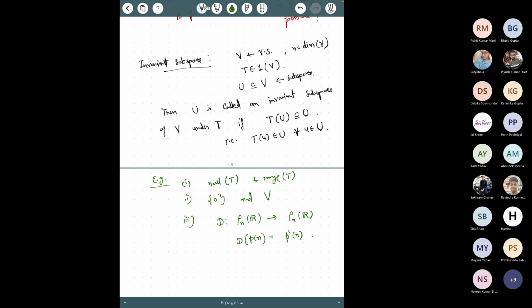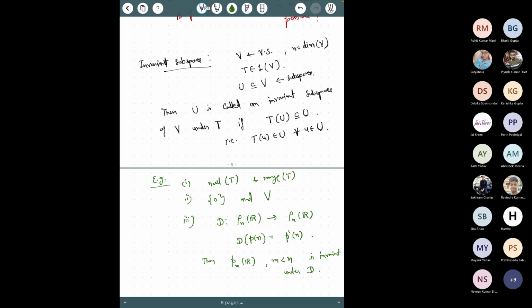All subspaces, Pn itself, all subspaces, constant subspace. Yes, sir. So n minus one, you all are correct. So then you can say that Pm(R), where m is less than n, is an invariant subspace of Pn(R) under this T, under D.